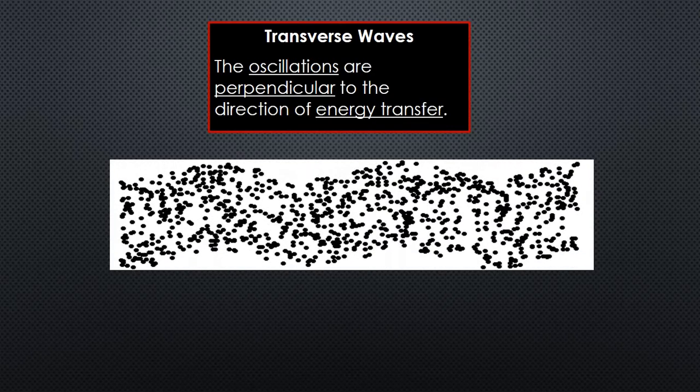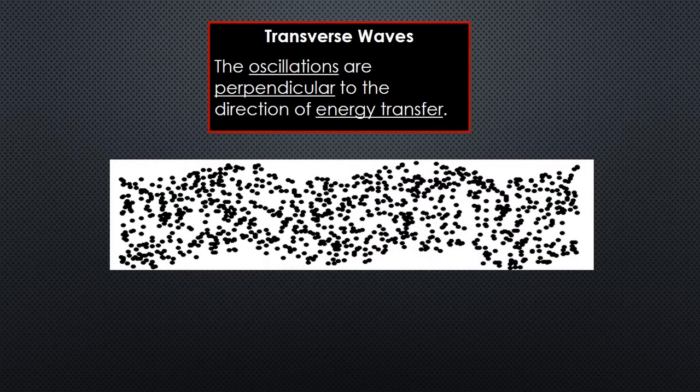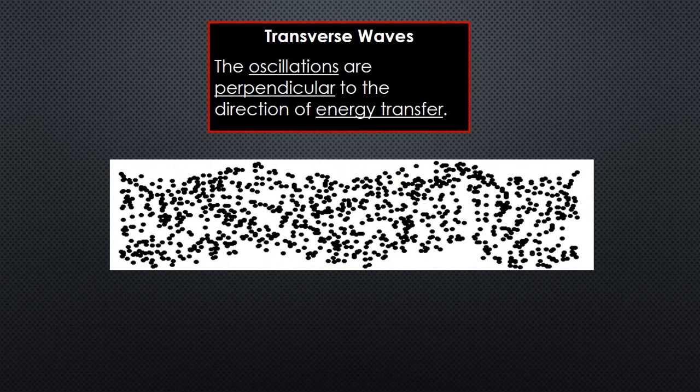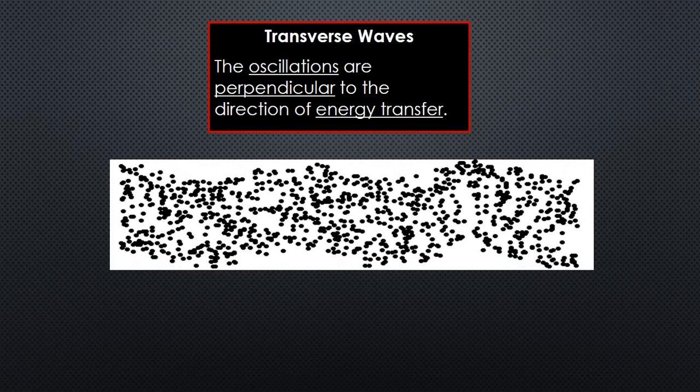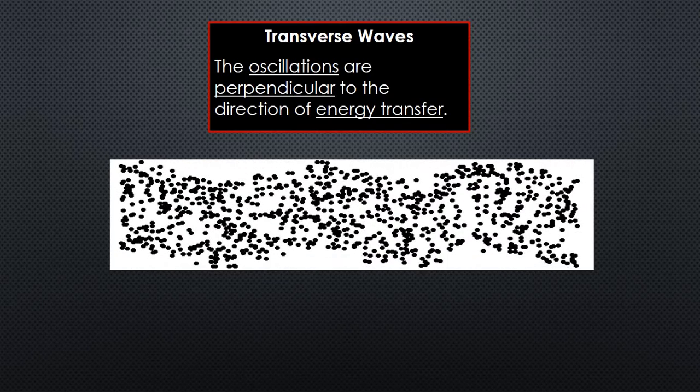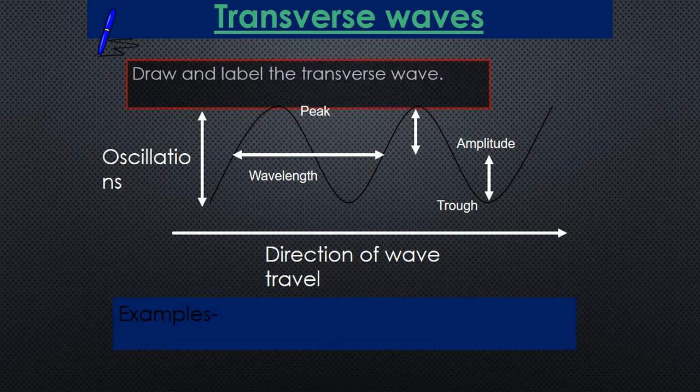Here we have waves, as you can see, where the oscillations are what we call perpendicular to the direction of energy transfer. So what that means is that they go at a 90-degree angle. So the oscillations go up and down. If you notice the particles here, the little black dots are moving up and down, but the energy transfers from left to right. So I'll just give you a minute to view that.